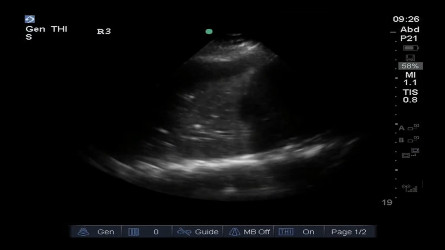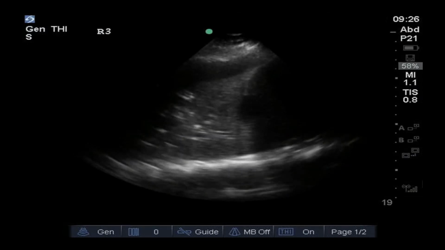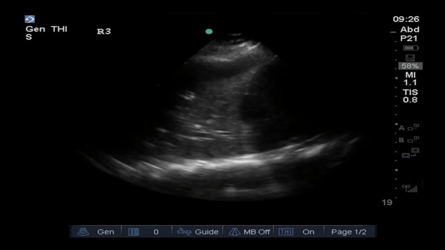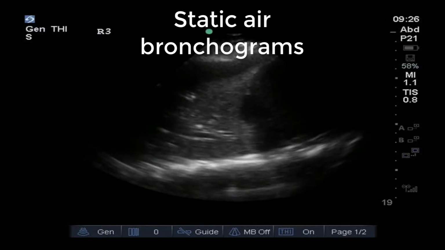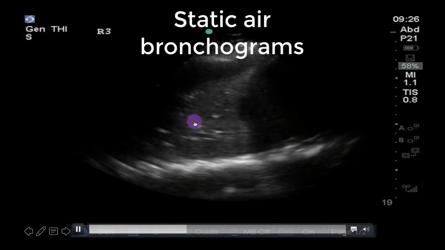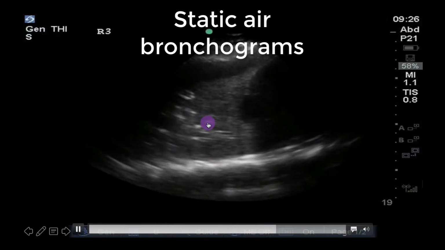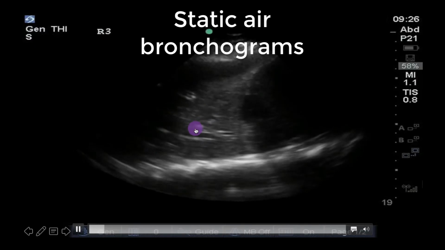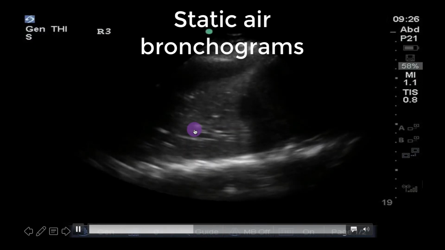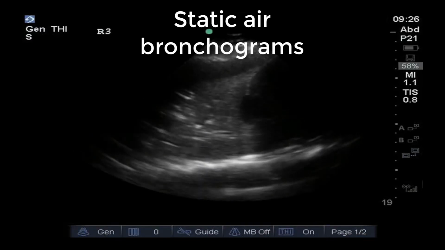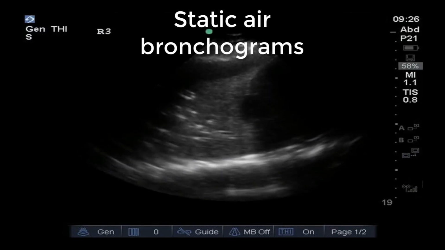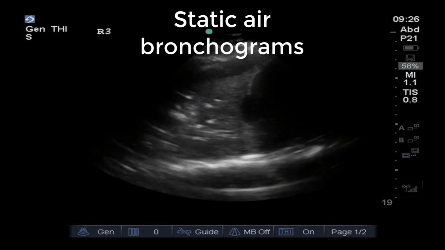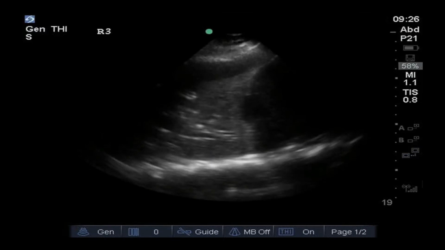There are two types of air bronchograms to know about. The more common are static air bronchograms. These represent air that is trapped within the bronchi, and so when the lung moves, it moves, but it doesn't have the features of flow that we will see with our next type of air bronchogram. Static air bronchograms can be found with any cause of consolidation, but don't really help us know what the etiology is.